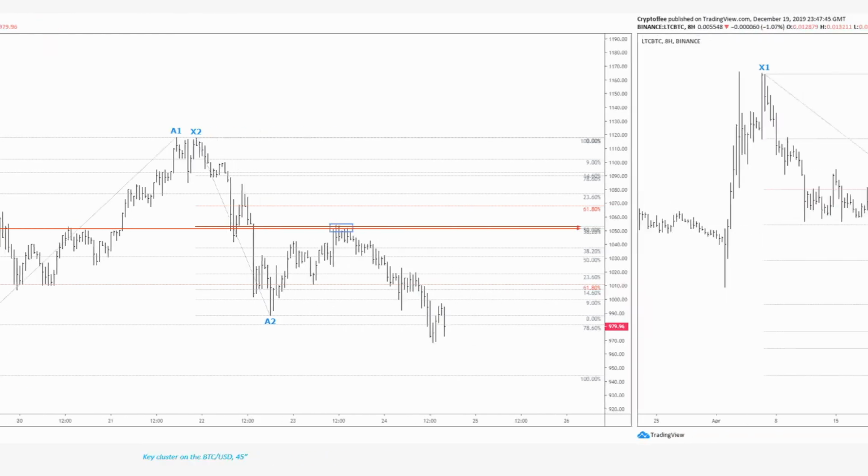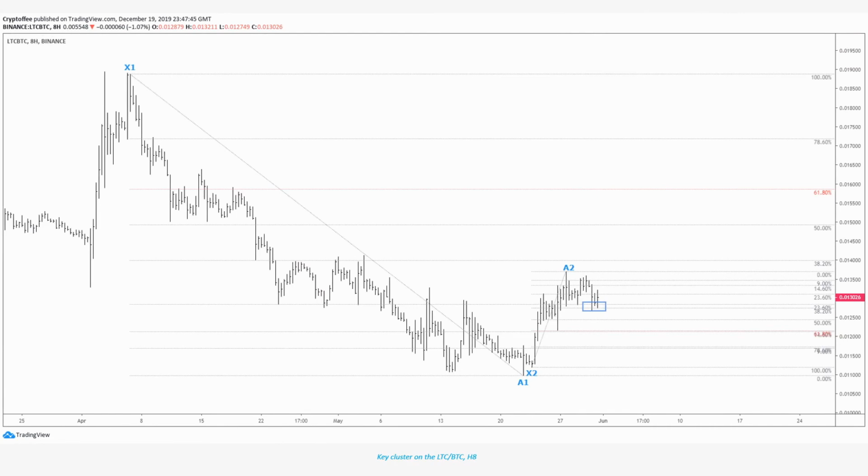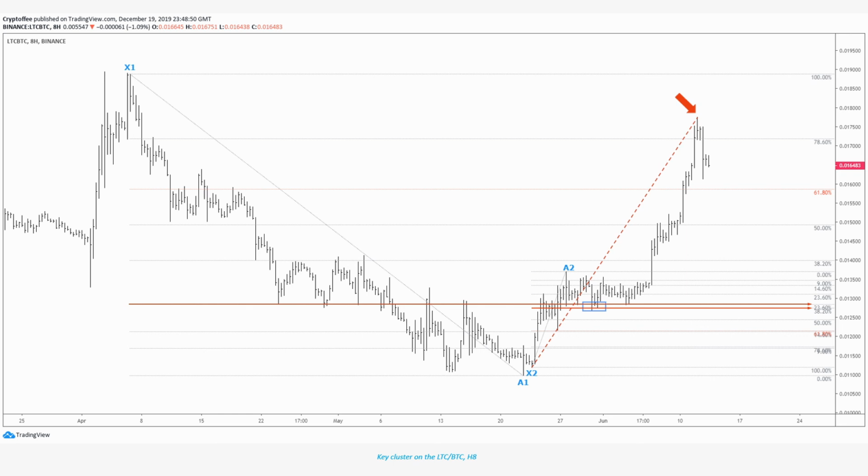Another example of a properly constructed Fibonacci retracement is present in this figure. We can identify a cluster of support consisting of two levels, 23.6% and 38.2%. The strength of this cluster on the LTC-BTC pair was very clear. Immediately after reaching this cluster, price started to rise, breaking even the 61.8 level of the X1A1 trend. Yet again, the retracement X2A2 should be rebuilt by extending point A2 to the new high.